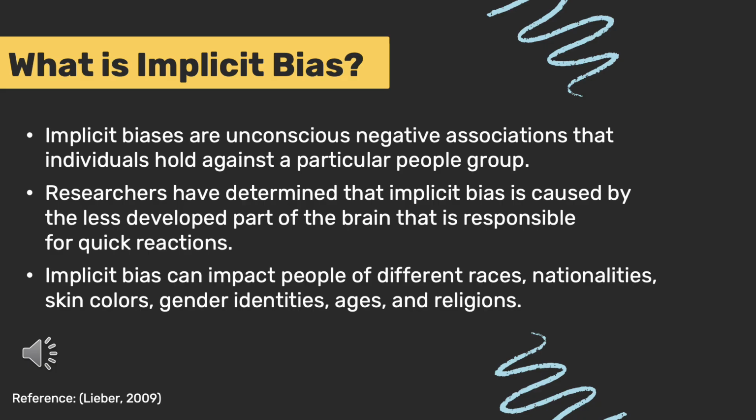So what is implicit bias? Implicit biases are unconscious negative associations that individuals may hold against a particular population or people group. Actions as a result of implicit bias do not come from conscious decision-making. Instead, these actions are caused by the part of the brain that is responsible for quick reactions.